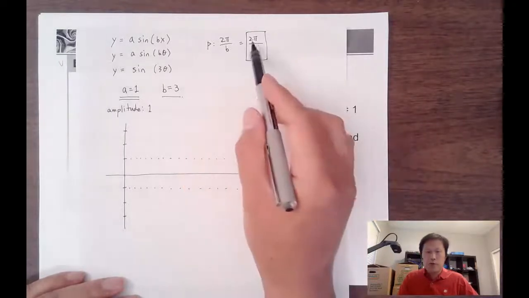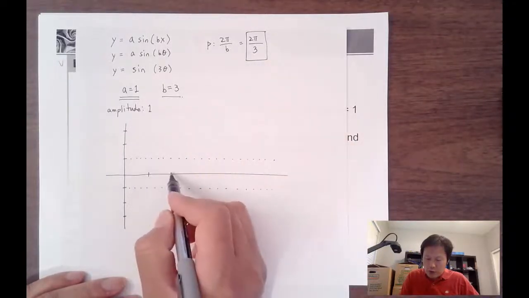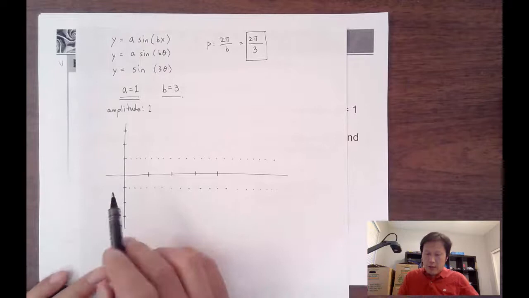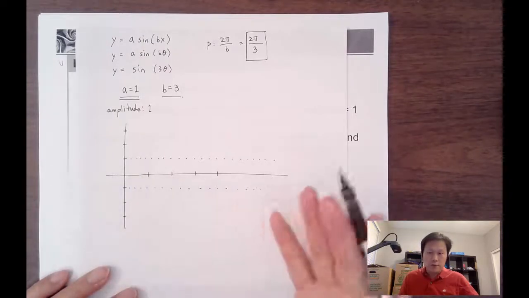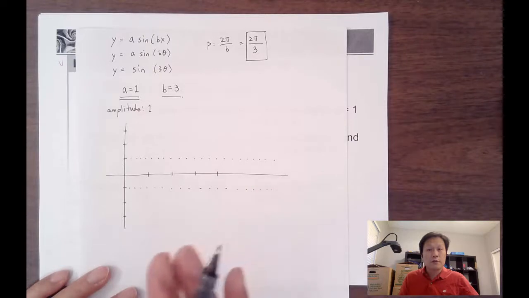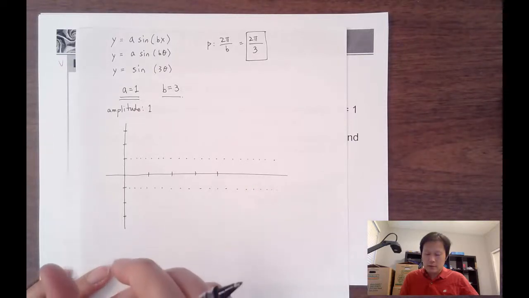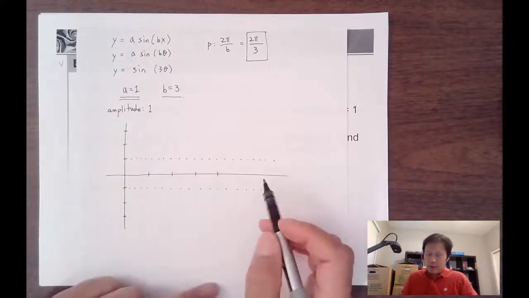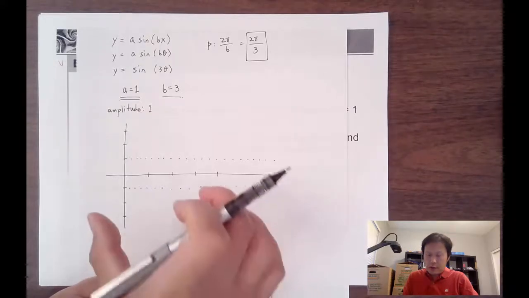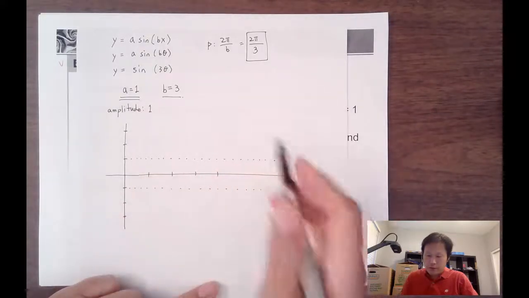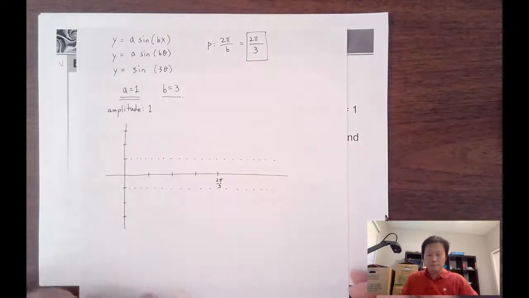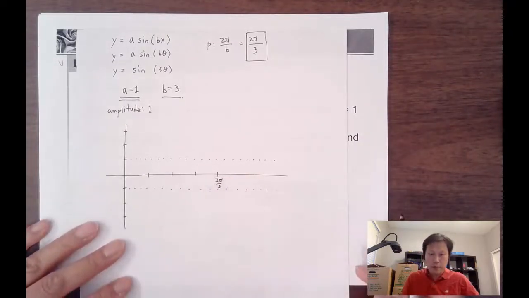And the period is 2 pi over 3. You do need 1, 2, 3, 4 tick marks, because the sine function has 4 different intervals of shape. So it's easier for you to divide one period into 4 different intervals. So 2 pi over 3 will be the label for the 4th tick mark.